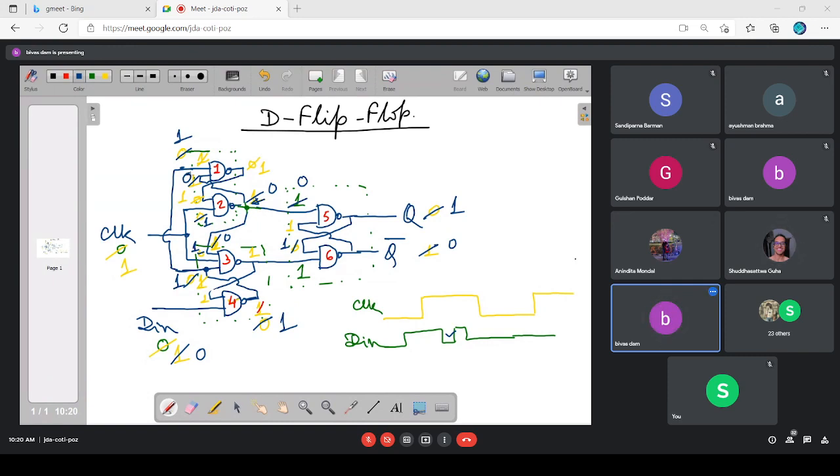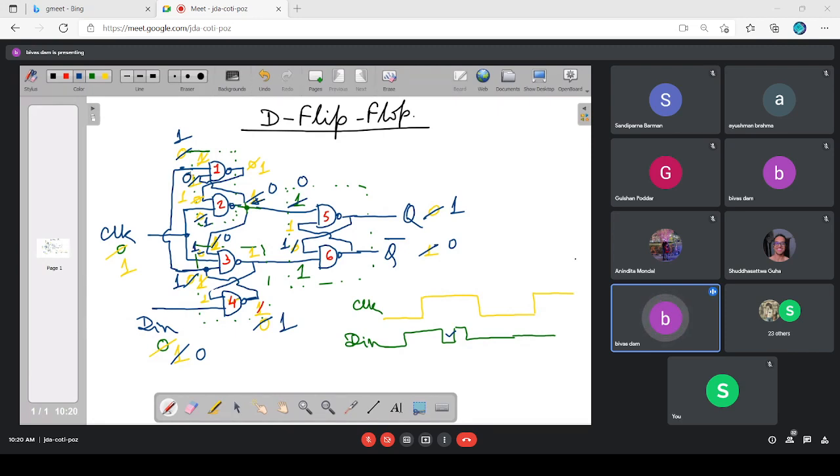Yes, sir. So now what will happen? Will there be any change in output of NAND gate 1? In NAND gate number 1, will there be any change? No, sir. NAND gate 2? No, sir. NAND gate 3? So it will become 0. Why? 1, 1, 1. No, it is not 1, 1, 1. It is 0, 1, 1.